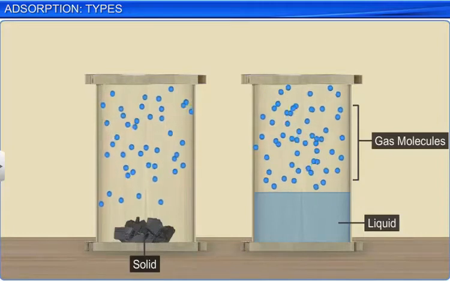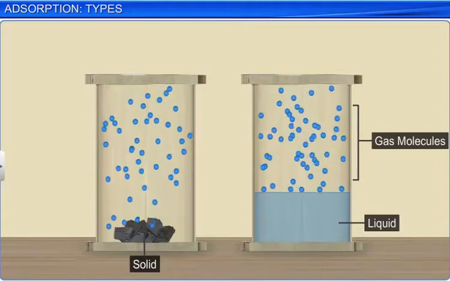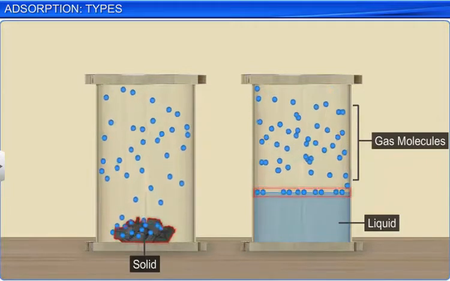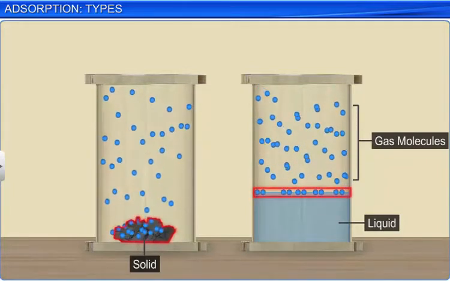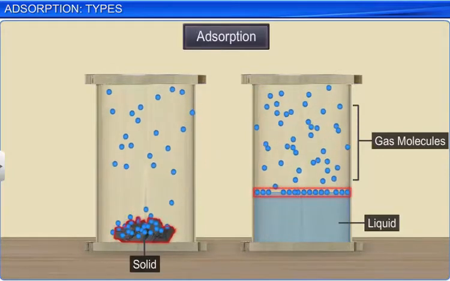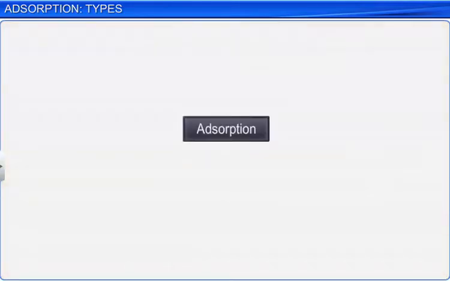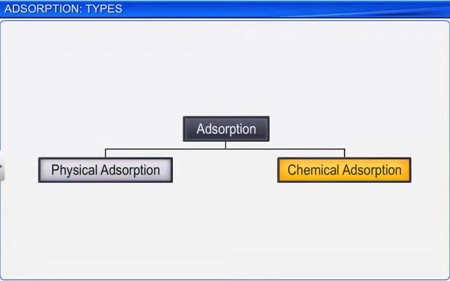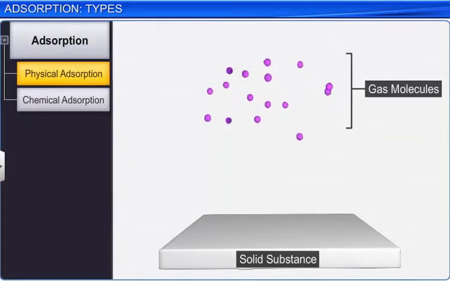You know that the accumulation of molecular species on the surface of a solid or liquid, resulting in a higher concentration of the molecules on the surface, is known as adsorption. Adsorption of gases on solids can be of two types: physical adsorption and chemical adsorption. Let us discuss physical adsorption first.